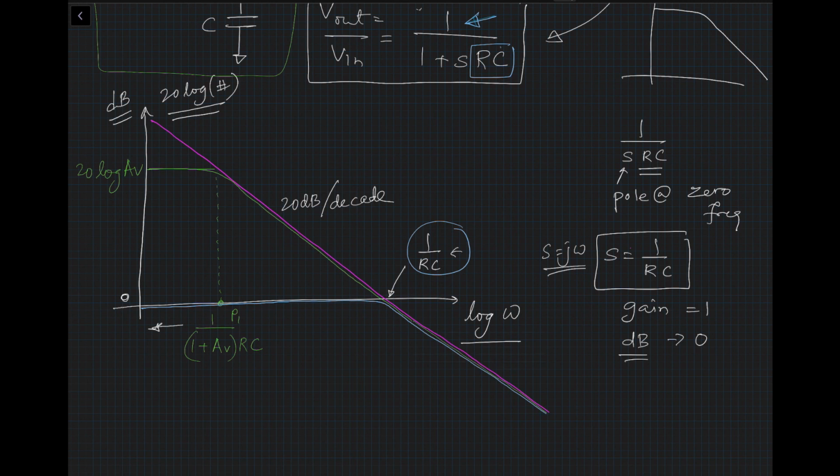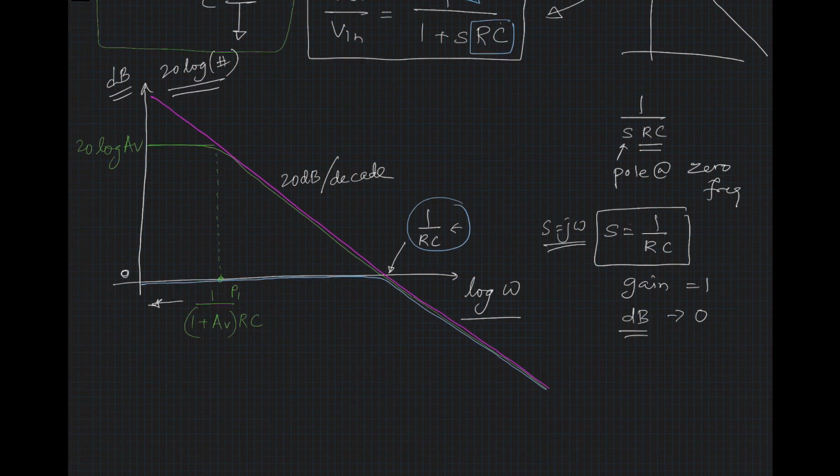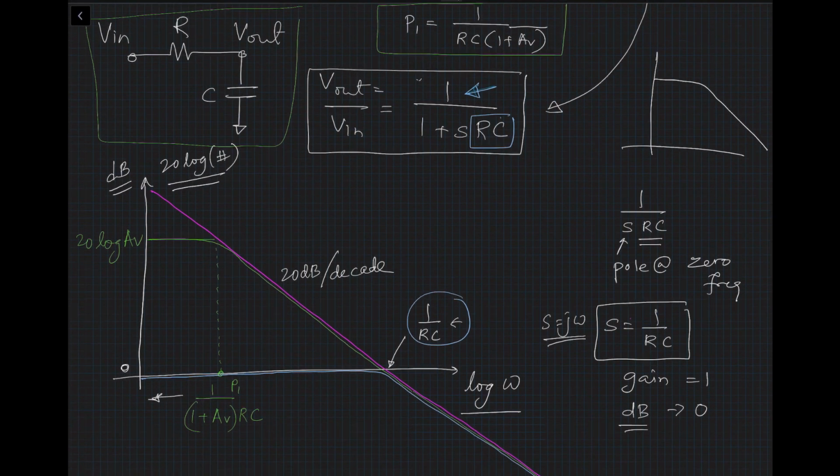So let me recap again. The magenta curve, this one, is the ideal integrator. If it's 1 divided by SRC, the 1 over RC will represent the unity gain frequency of that integrator. And at S equal to 0, you have a pole, so this curve will approach infinity as you go close to 0. And as I said again, we are plotting log of omega here.